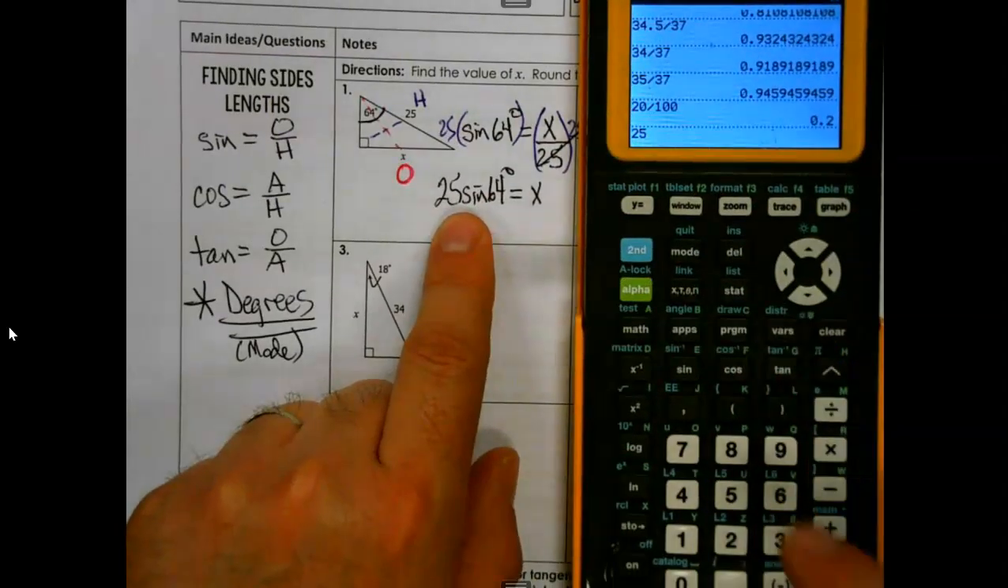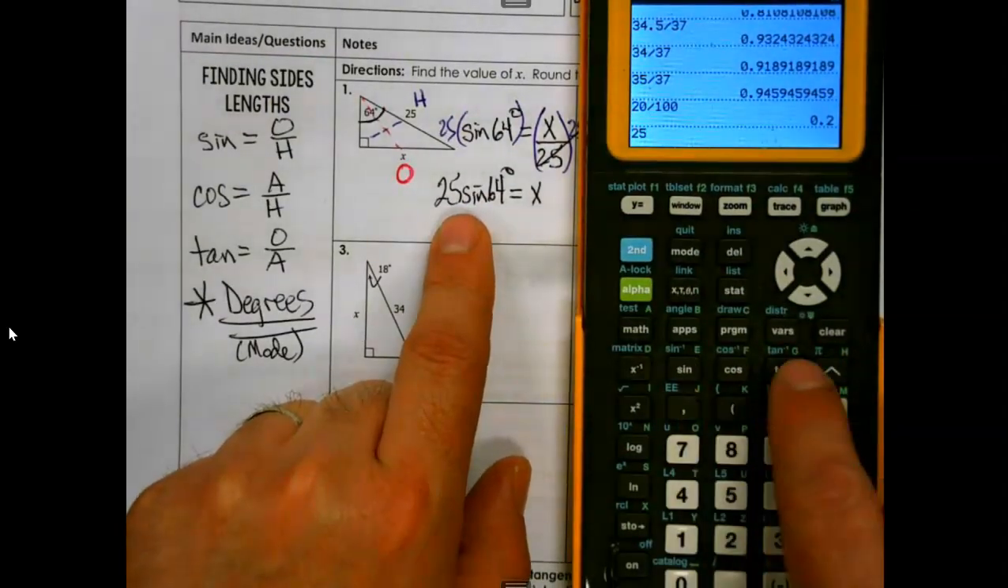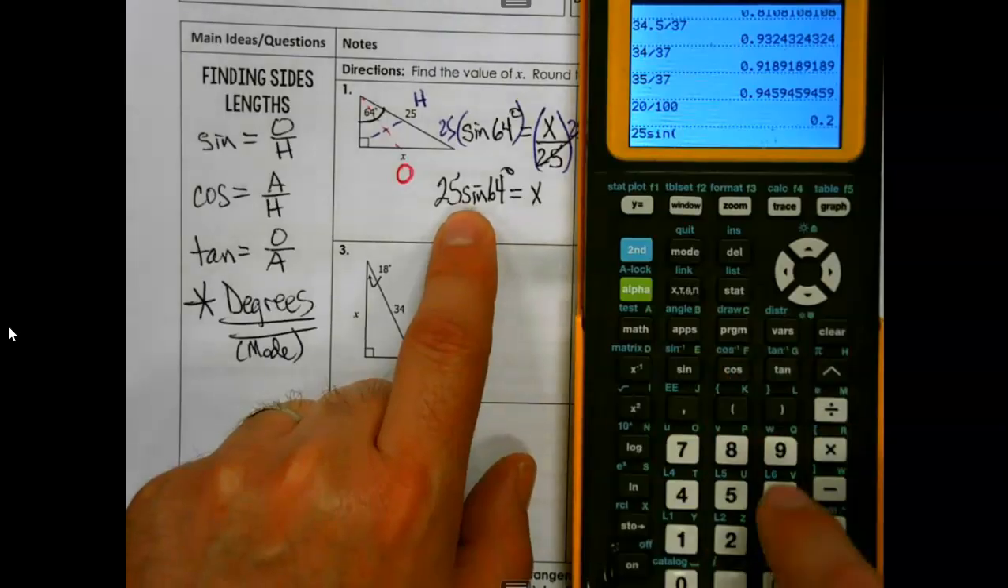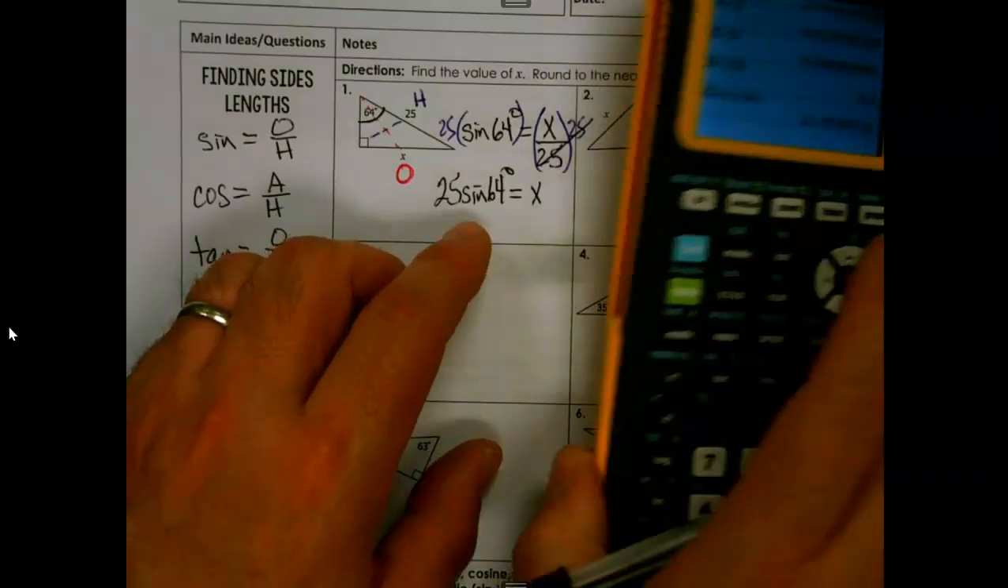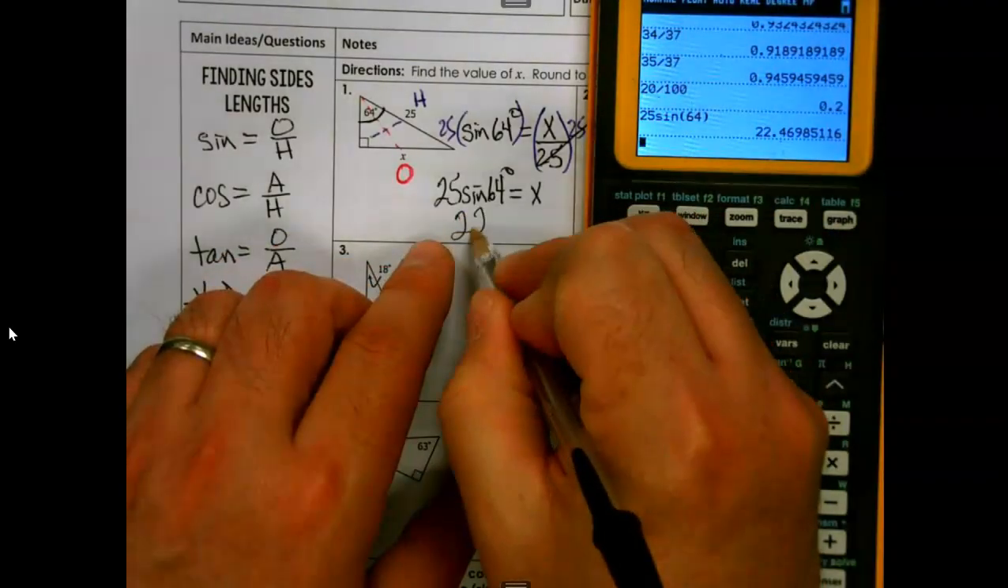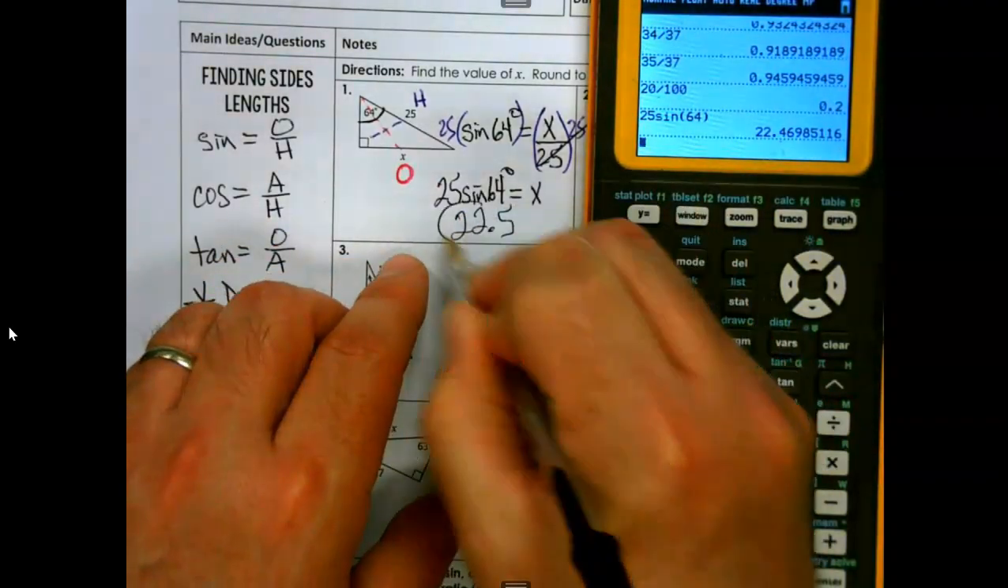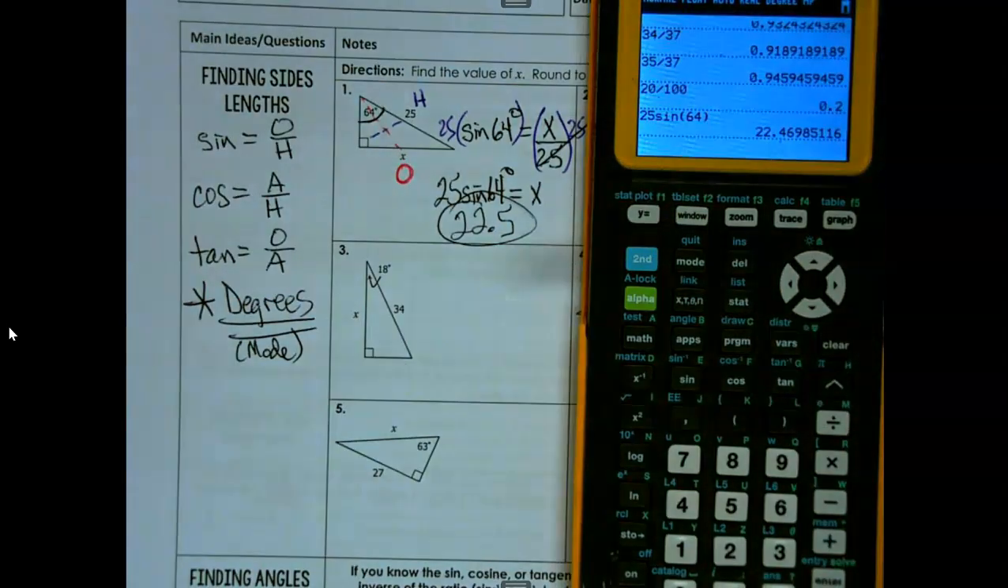So 25, here's my sine, cosine, and tangent. So sine of 64. And we're rounding to the nearest tenth. So 22.5. And we're done.